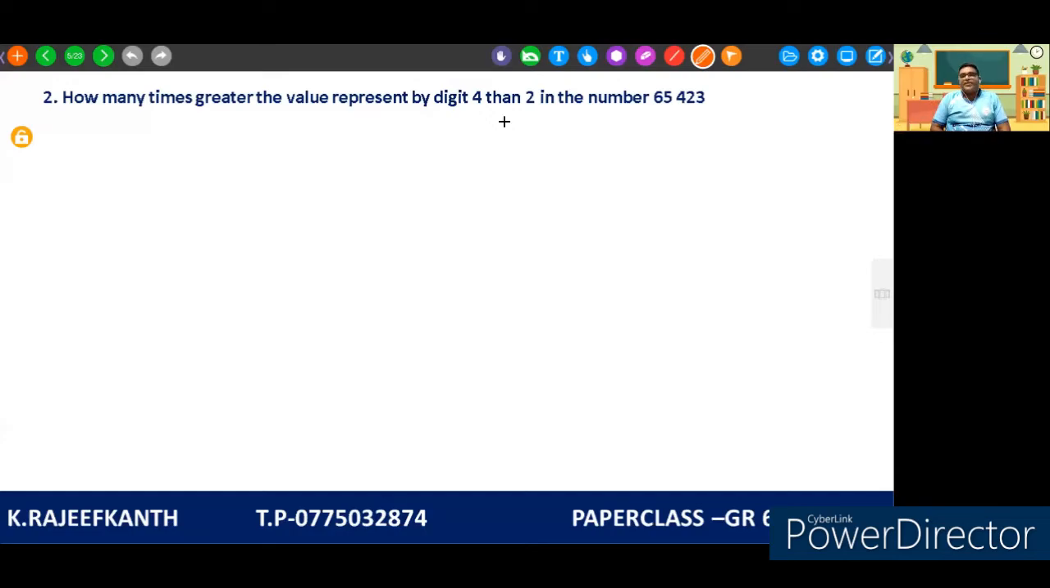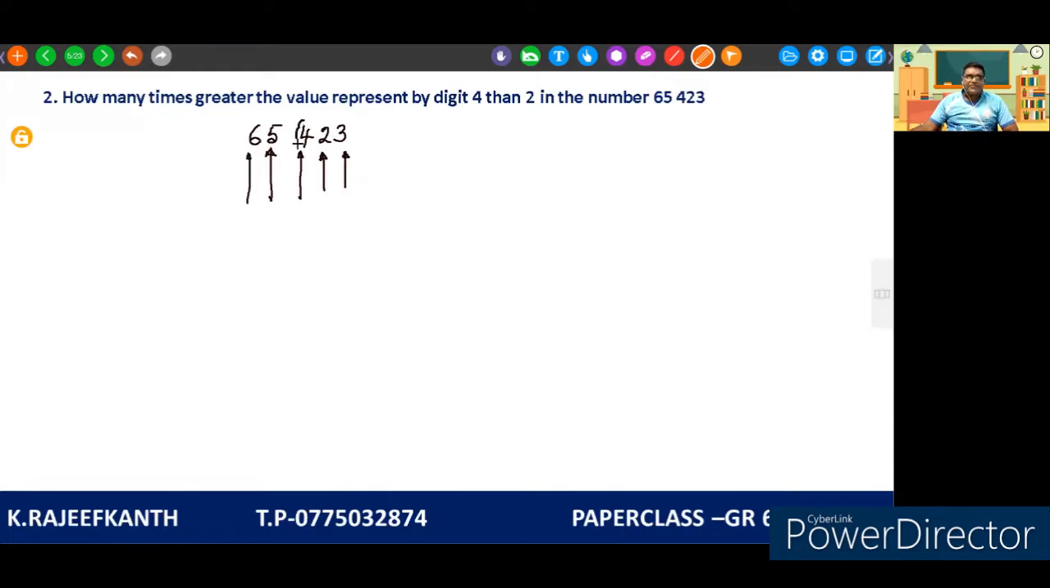Right, okay. Here, how many times greater is the value represented by digit 4 than 2 in the number 65,423? Here there is a number 65,423. Right? First, we will find the place value of these digits. Here, the place value of 3 is 1s. The place value of 2 is 10s. The place value of 4 is hundreds. Then thousands and 10,000s. These are the place values of each digit.